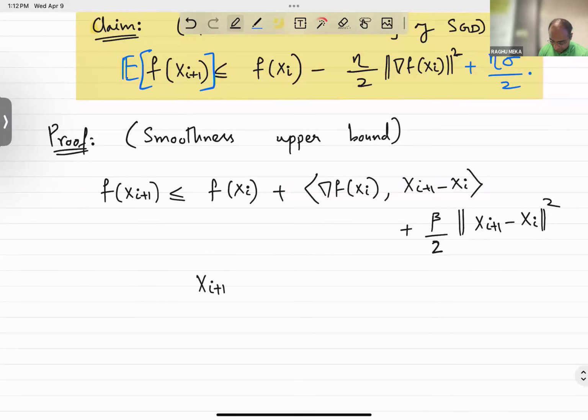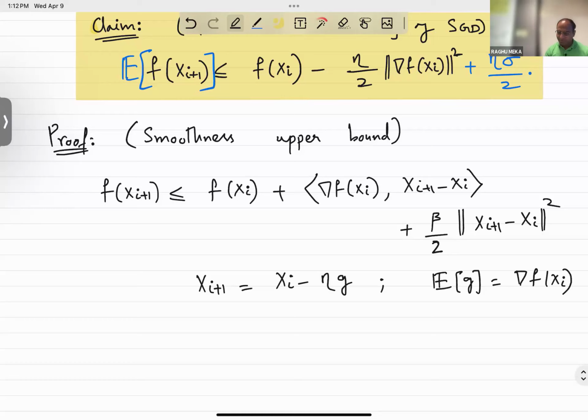And what we have is x_{i+1} = x_i - eta times g, where g is our estimator. This equals the gradient. Okay, so this is the smoothness upper bound. In the case of gradient descent, we just substituted x_{i+1} minus x_i is negative of the gradient, and then you simplified it and we got it, right?